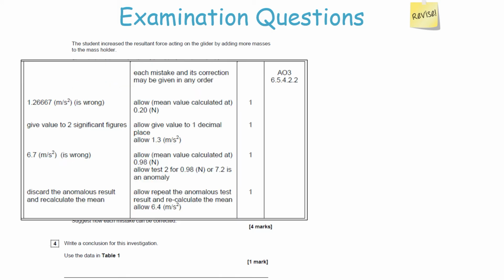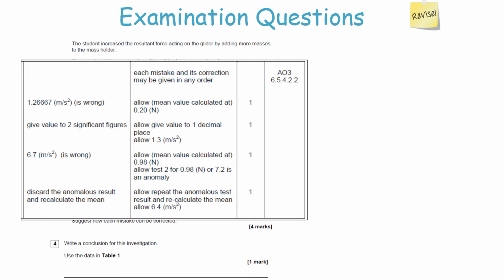Now, as well as that, you should always discard anomalous results. So if you look at this, we look across in that first row, no anomalous results. Second row, no anomalous results. Third row, no anomalous results. Fourth row, no anomalous results, but in that fifth row, there is an anomalous result of 7.2, but that was not considered in the mean calculation. So as a result, they should have recalculated that value.